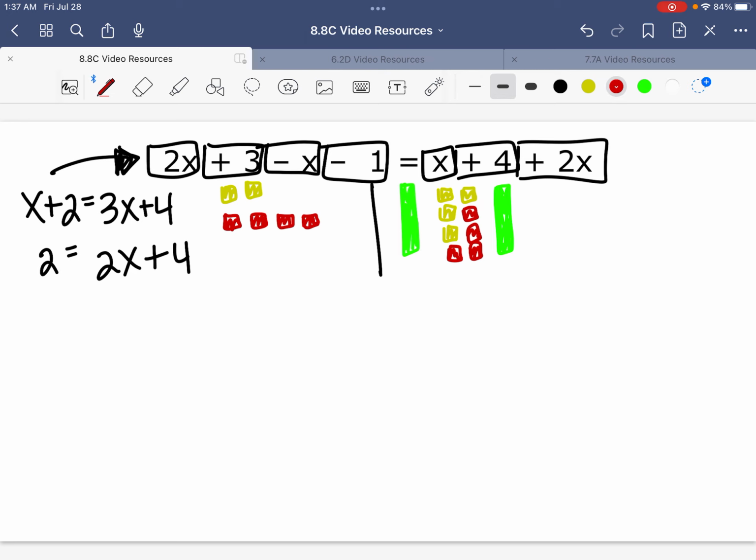And now I look to see if there's anything I can cancel. I see I have 2 zero pairs on the left, and I have 4 zero pairs on the right. So I'm going to erase these. You would just take them off your board.